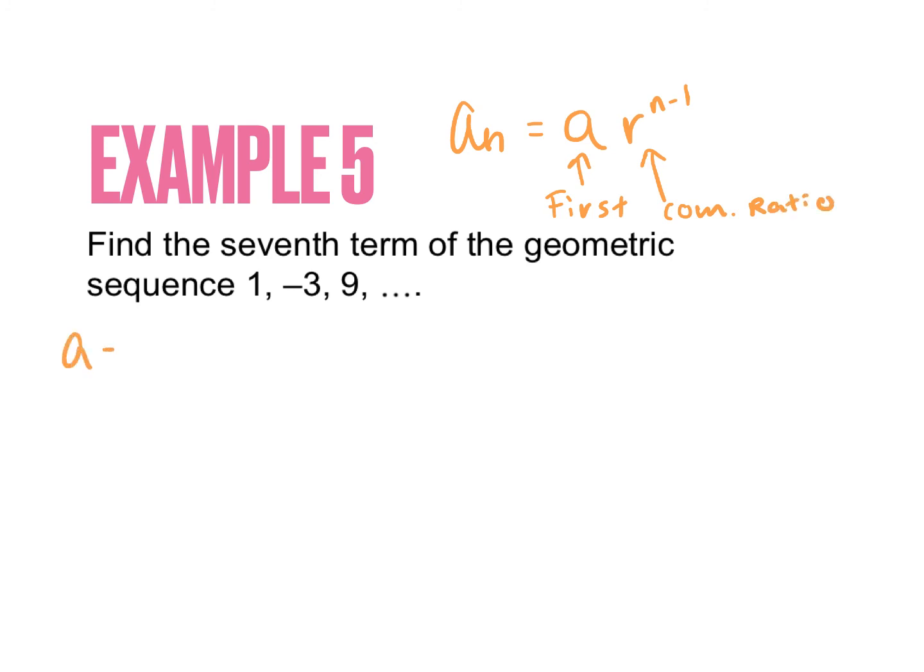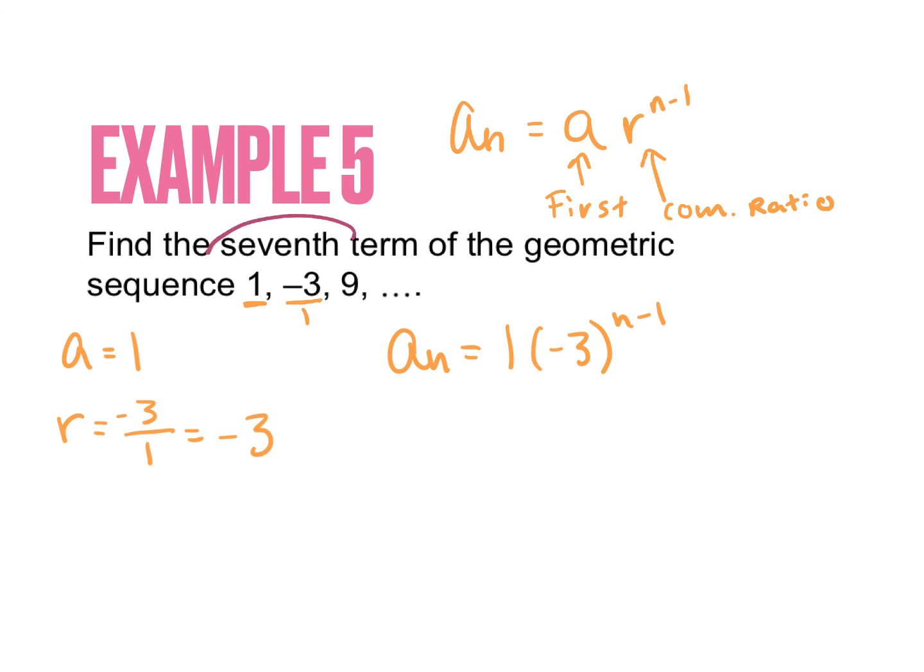So our first term is 1. To find our common ratio, we take the second term and divide it by the first one. So negative 3 divided by 1. Negative 3 divided by 1 is negative 3. So our common ratio is negative 3. So we plug everything in. a sub n is equal to 1 times negative 3 to the power of n minus 1. This is our general rule. We can find any term we want once we have this.